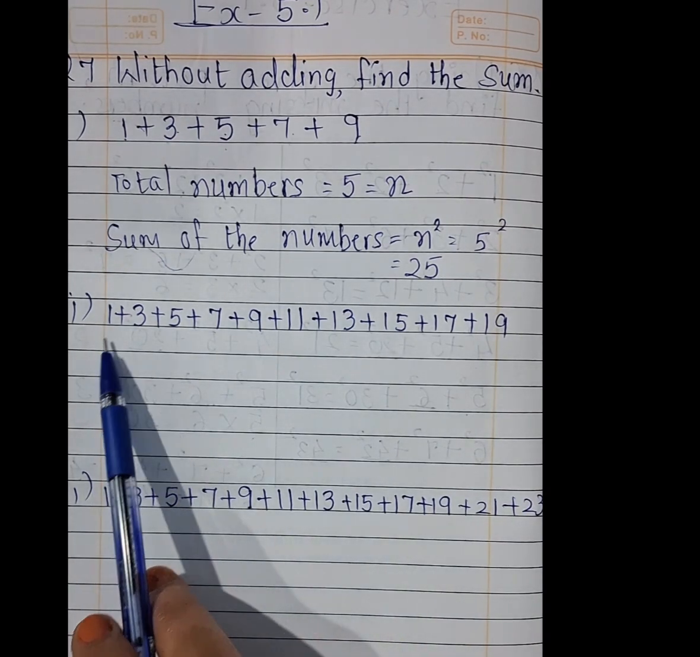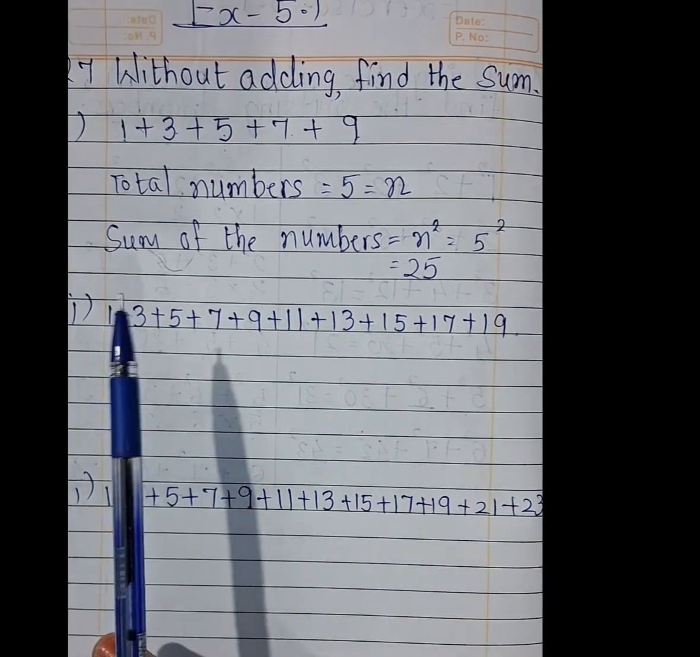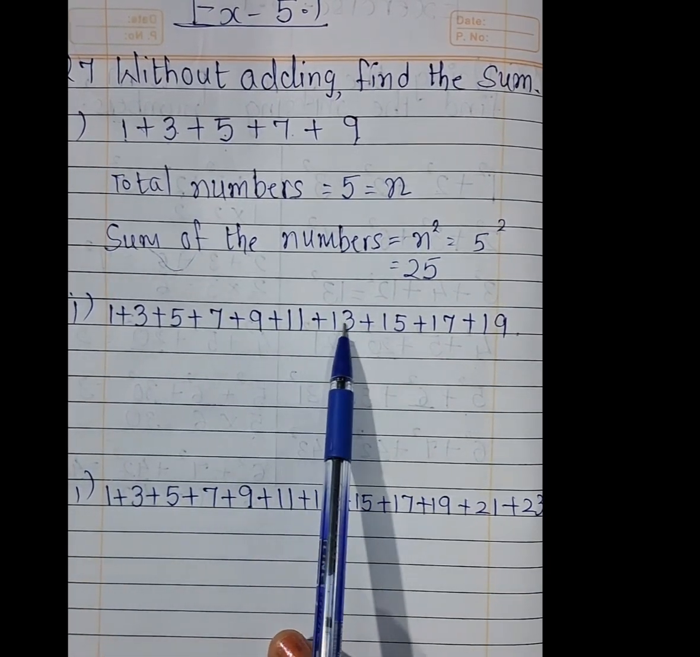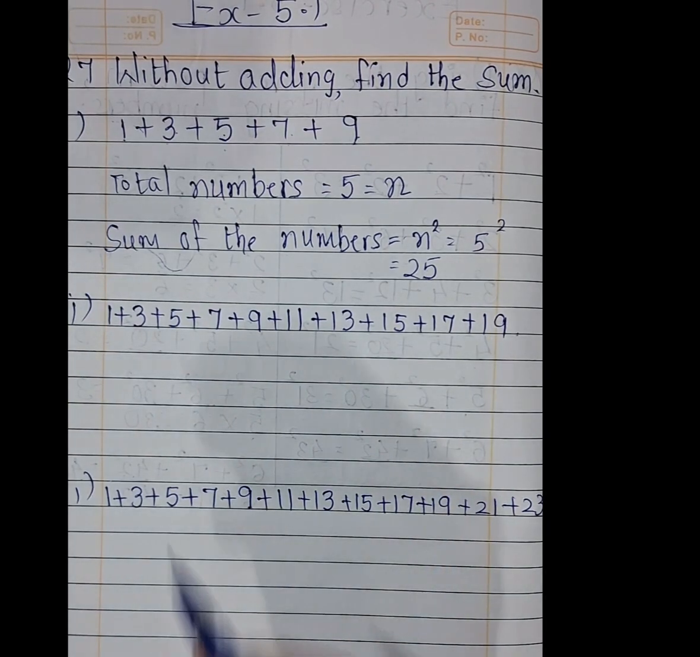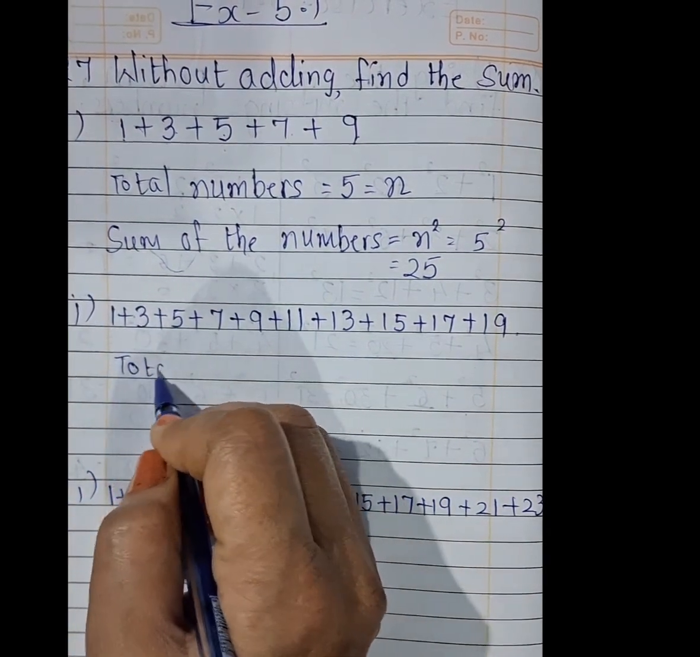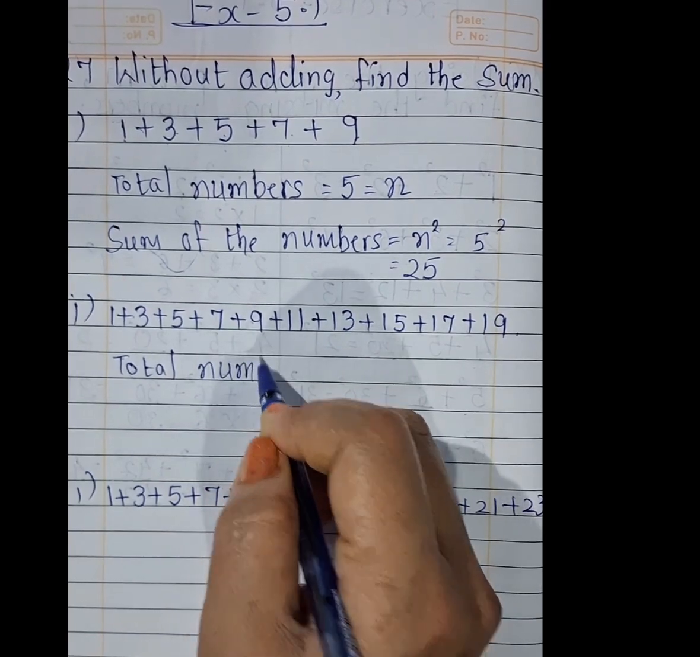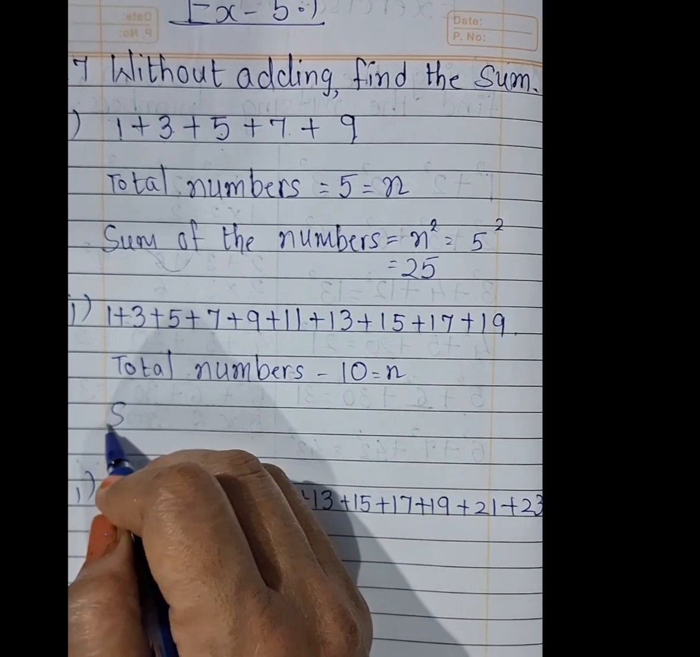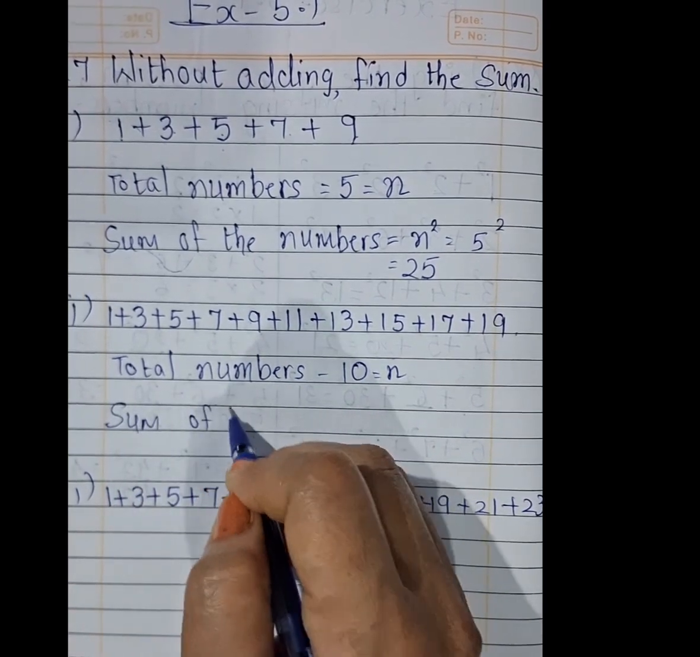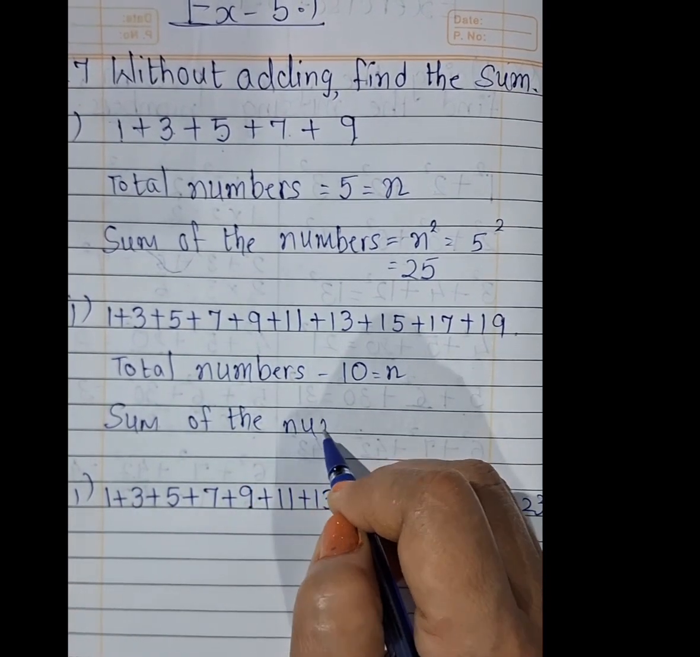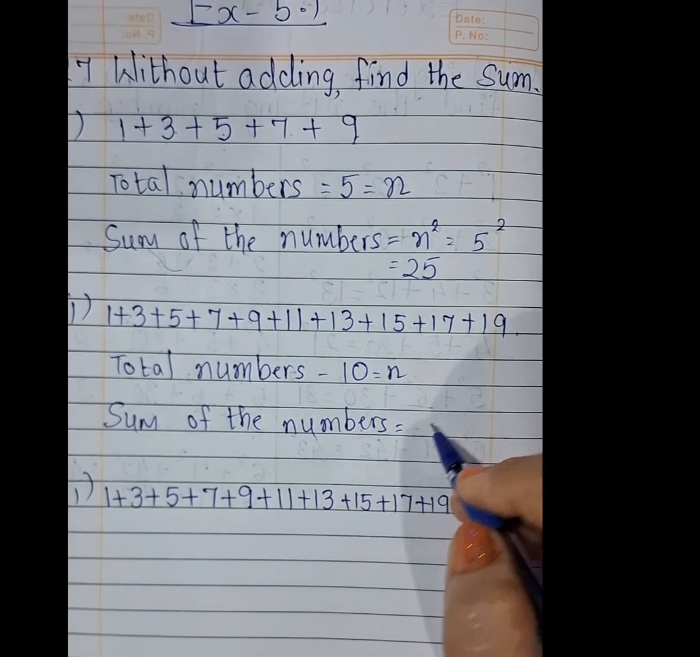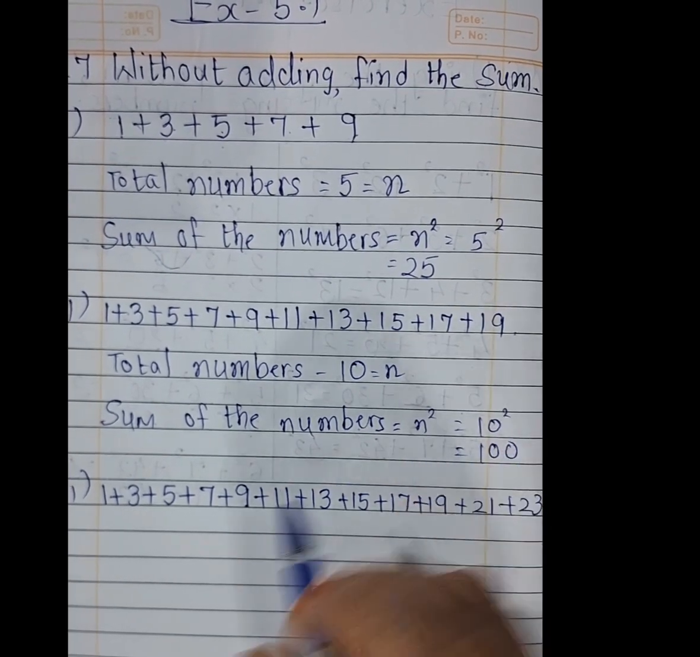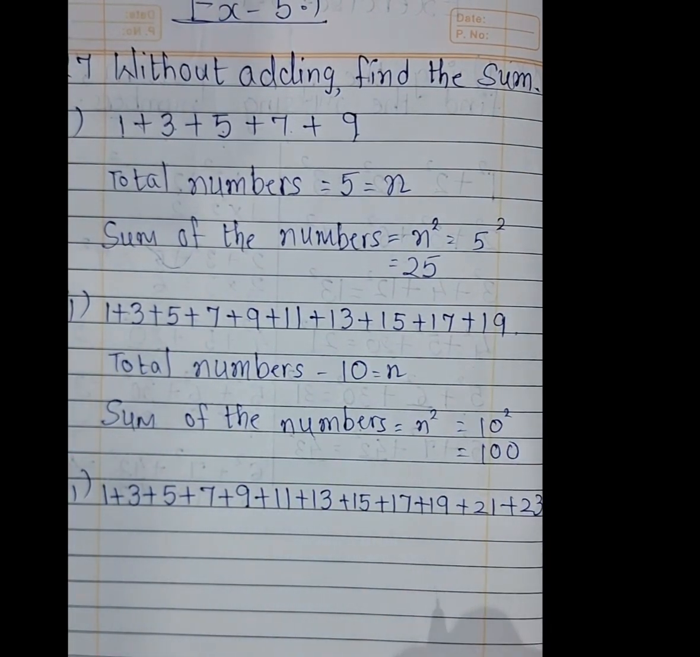Now moving on to the next, how many numbers are there? Just count first. 1 2 3 4 5 6 7 8 9 10. So total numbers are 10, that is n. Sum of the numbers is equal to n square is equal to 10 square is equal to 100. So if I add all these numbers, I will get 100 as the answer.